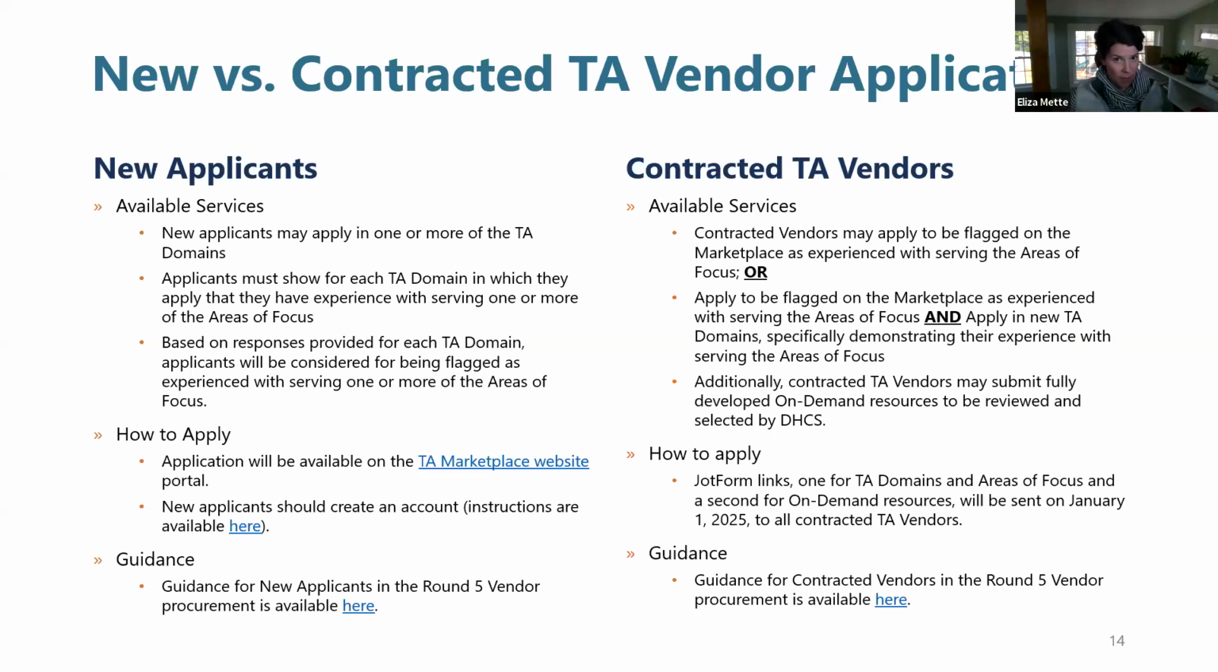So on January 1st, contracted vendors will receive JotForm links, one for TA domains, one for on-demand resources, and that's the process you will follow for submitting applications for round 5. There is separate guidance for contracted vendors for the round 5 process, also linked on the TA Marketplace currently and linked here in the slides as well. Next slide, please.